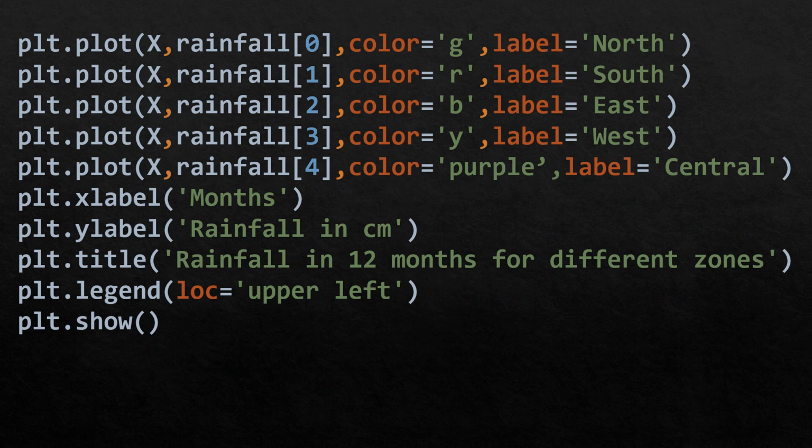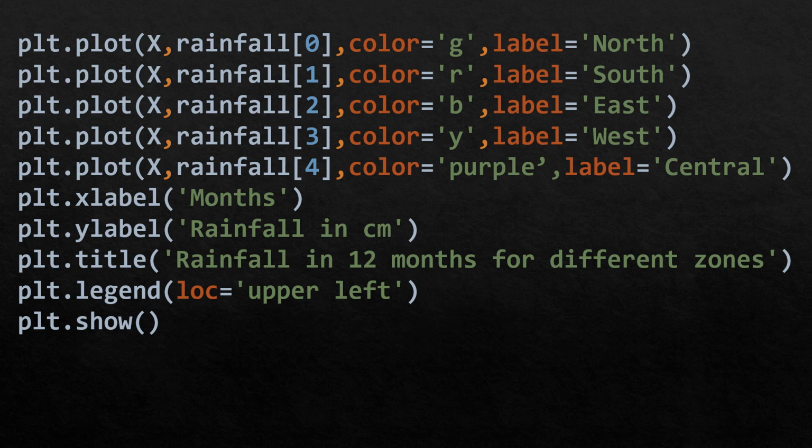We have to use the plot method to draw the line charts. Here I have used 5 plot methods to draw 5 line charts to show the trend of rain in all 5 zones. So for that purpose, the x-axis value is taken as x and the y-axis is rainfall 0. That means from the list rainfall, it will take the first list which is present at index number 0. That means the rainfall for north zone. Then the color is given as green and label as north. Like this I will do for other zones.